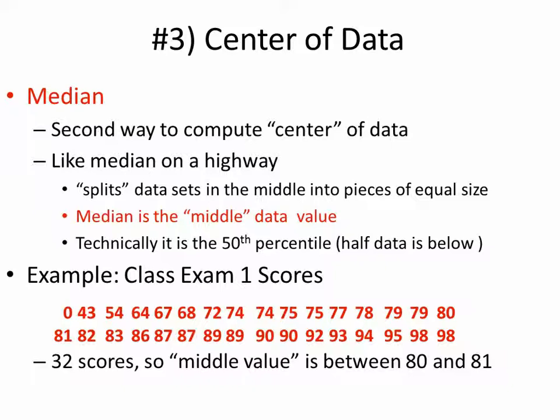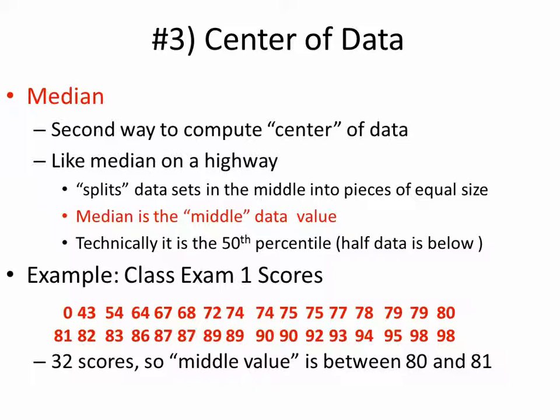Just like a median on a highway splits the road into two equal parts, the median splits the data set into two equal parts. So the median we can think of as the middle data value. Technically it's the 50th percentile. We're not going to worry about that. We're not going to get too much into that.